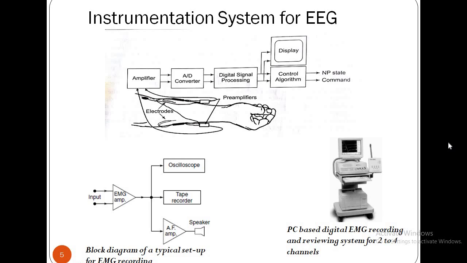This block diagram shows a typical setup for EMG recordings. The oscilloscope displays EMG waveforms. The tape recorder is included in the system to facilitate playback and study of the EMG sound waveforms at a later convenient time. Modern EMG machines are PC based, available both in console as well as laptop models as shown in figure.